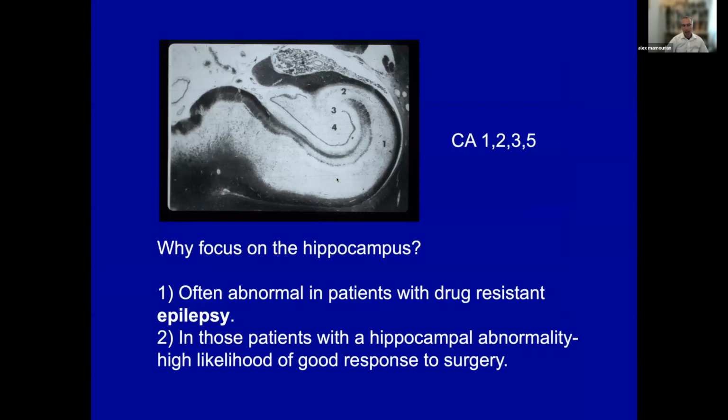So why is this focus on hippocampus? Number one, it is often the source of abnormality in patients with drug-resistant epilepsy.